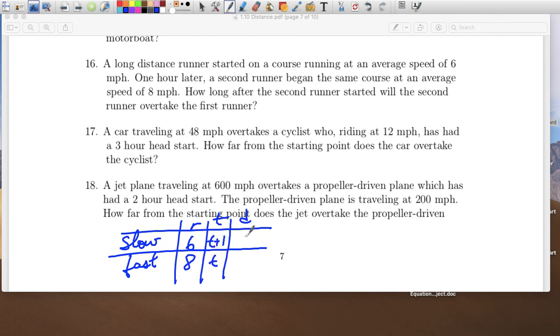The distance that they cover, well, this is 6t plus 6, and this is 8t. So the distance that they cover will be the same, right? 6t plus 6 equals 8t. So you're going to get 2t on this side equals 6, and t is going to be 3 hours. It's going to take 3 hours for the fast runner to overtake the first runner. Okay.